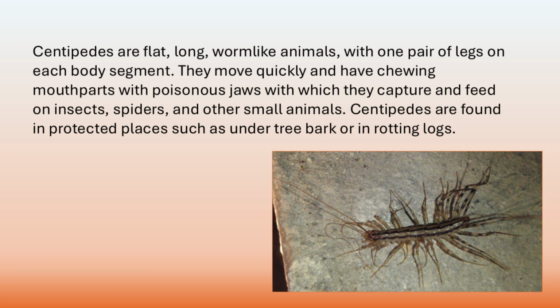Centipedes are flat, long, worm-like animals with one pair of legs on each body segment. They move quickly and have chewing mouthparts with poisonous jaws, with which they capture and feed on insects, spiders, and other small animals. Centipedes are found in protected places such as under tree bark or in rotting logs.